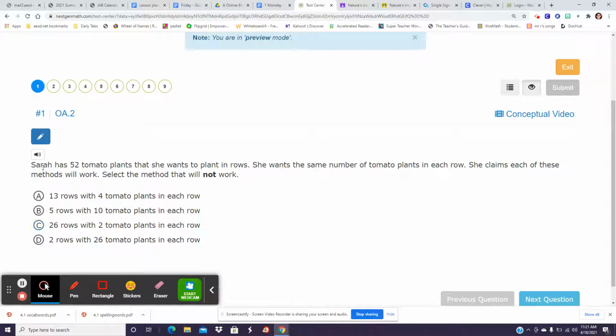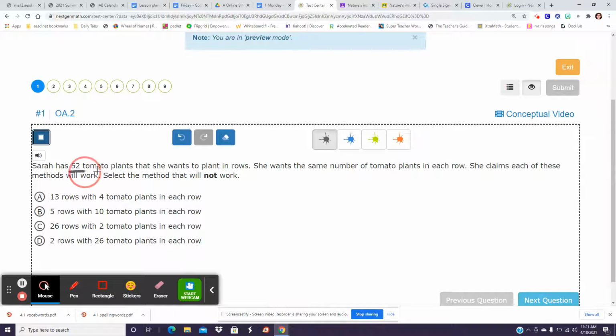Okay, this first problem, Sarah has tomatoes. Yummy. 52. She wants to plant them in rows. She wants the same number of plants in each row. She claims each of these methods will work. Select the method that will not work. She's going to try all of these out, 13 rows, 5 rows, 26 rows, and see which ones will work and which ones won't work.